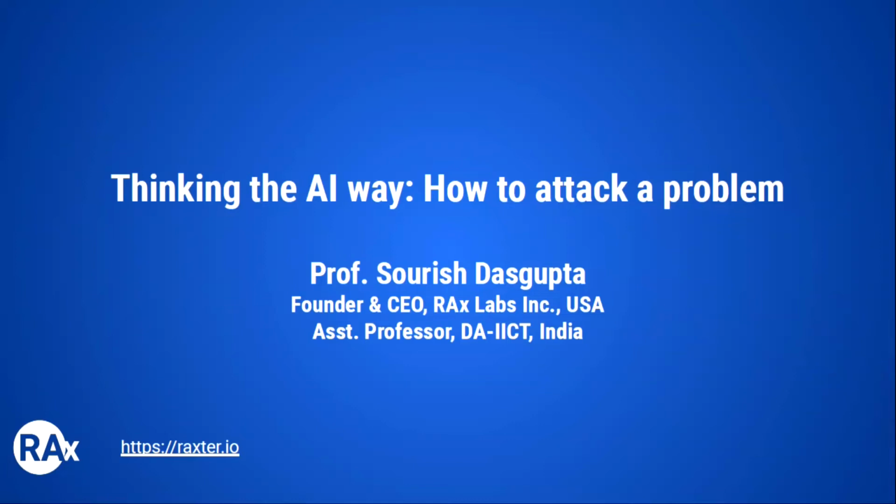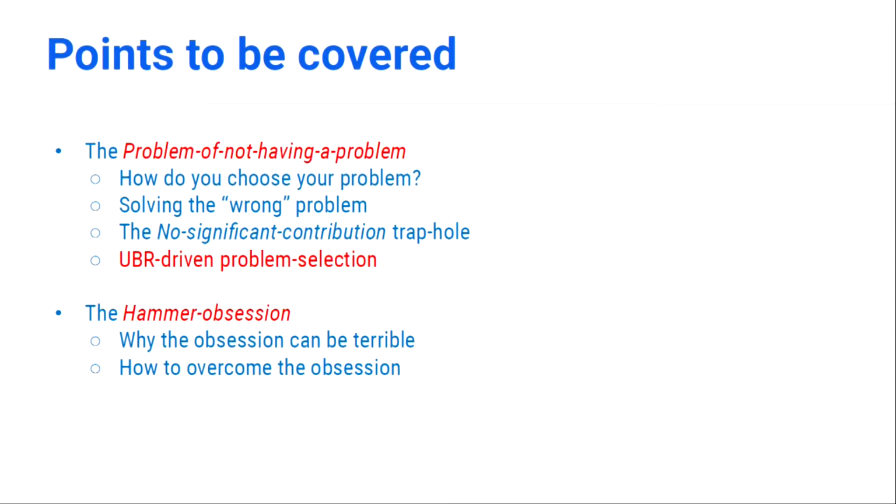So let's quickly go through it. The points to be covered today: we will first look into the most important thing. What is the biggest problem when you start a research? The biggest problem is that you don't have a problem. That's the biggest problem, right? What's a good problem to work on? So how to choose your problem?